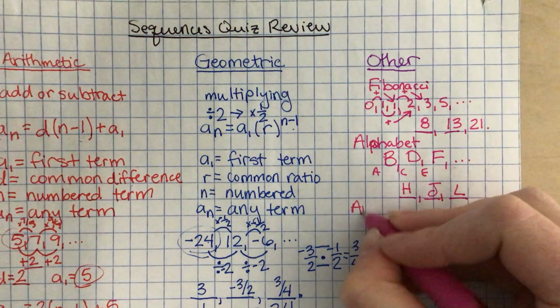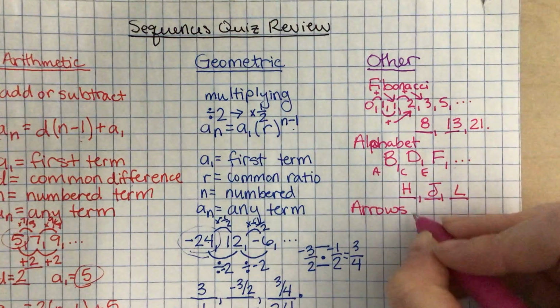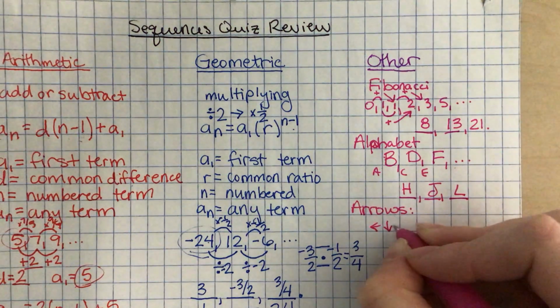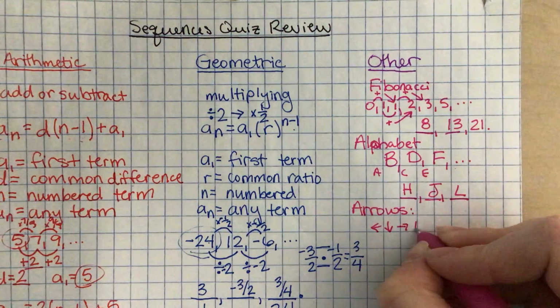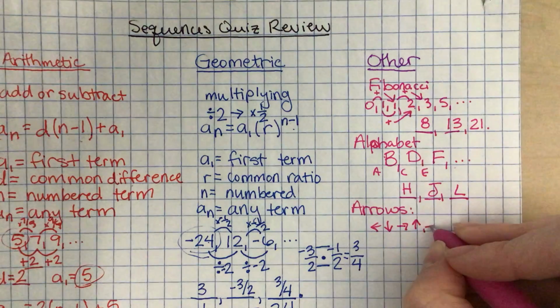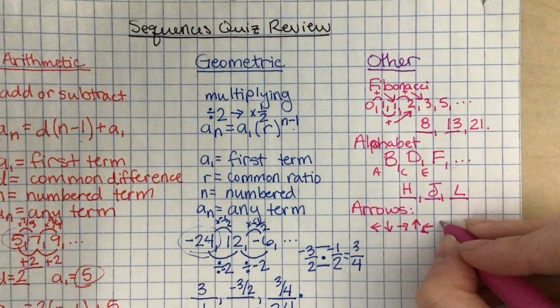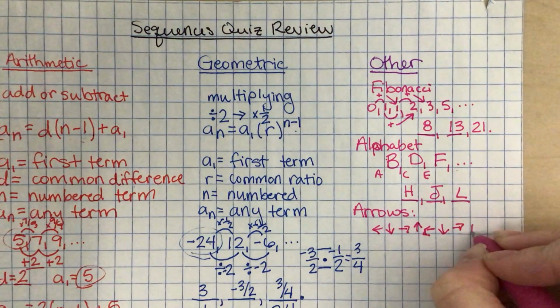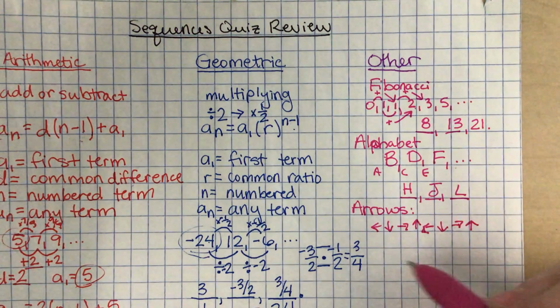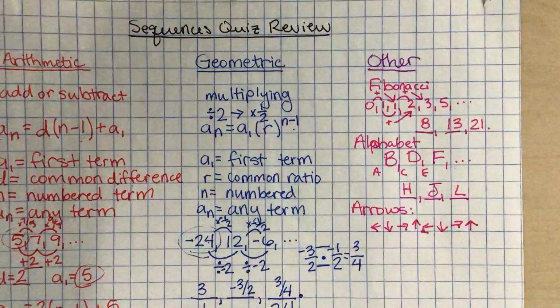And the final other that we talked about was using arrows. So sometimes we'll have left, down, right, up, and they would keep going around and around. And so we would have left, down, right, up. You could keep going around in that same counterclockwise pattern to list your arrows.